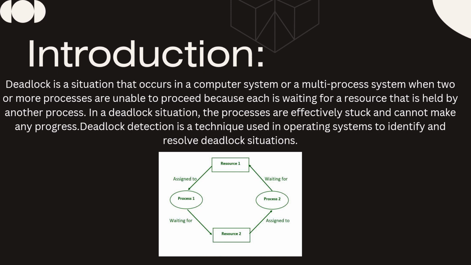Deadlock detection is a technique used in operating systems to identify and resolve deadlock situations. For example, in the diagram below, process 1 is holding resource 1 and waiting for resource 2, which is acquired by process 2, and process 2 is waiting for resource 1, which is causing the deadlock situation.